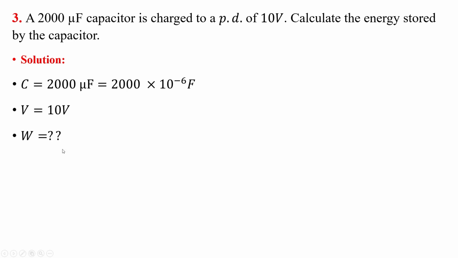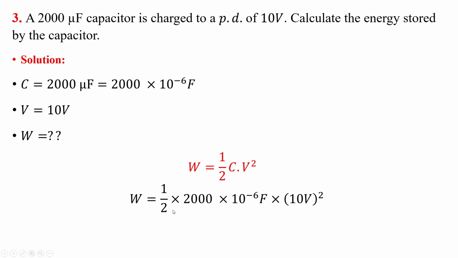But why did I mention work here? Because we know that work is equal to 1 over 2 into C V square. Now this work, which is input for the capacitor, can also be used as the energy, because work done is equal to the energy dissipated or utilized from the capacitor. So energy is equal to 1 over 2 multiplied by 2000 into 10 raised to the power minus 6 farad multiplied by 10 to the power of 2. After calculation, we get the energy to be 0.1 joule.